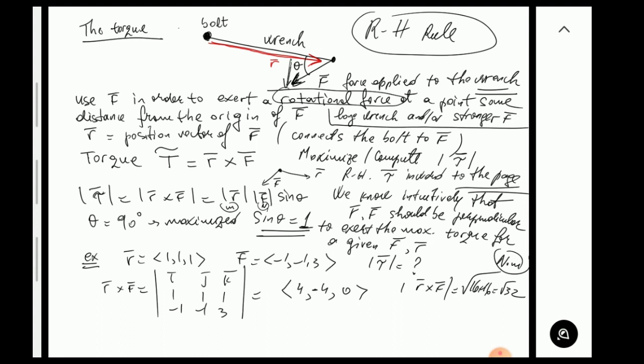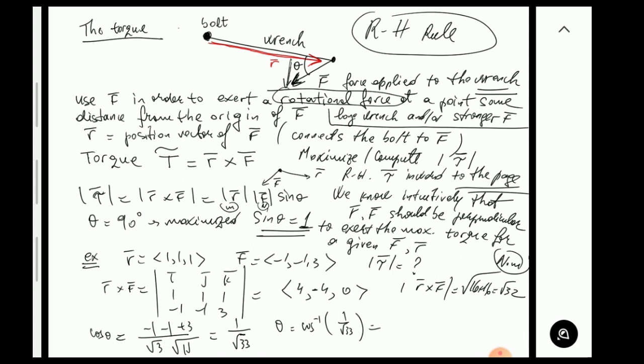What is the angle between them? Let's see actually if it's optimum, right? So let's do the cosine of theta quickly to see the angle between them. That's going to be the dot product between R and F, that's going to be -1 plus 3, over the square root of 1 plus 1 plus 1, which is the square root of 3, times 1 plus 1 plus 9, that's the square root of 11. So that's going to be 1 over the square root of 33. So theta is the inverse cosine of 1 over root 33.